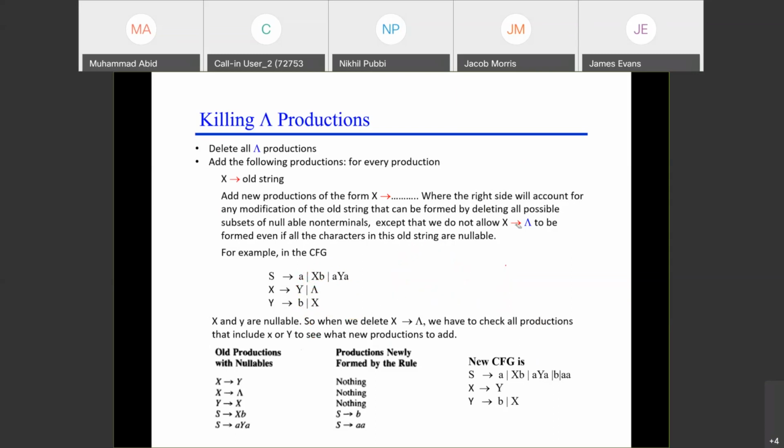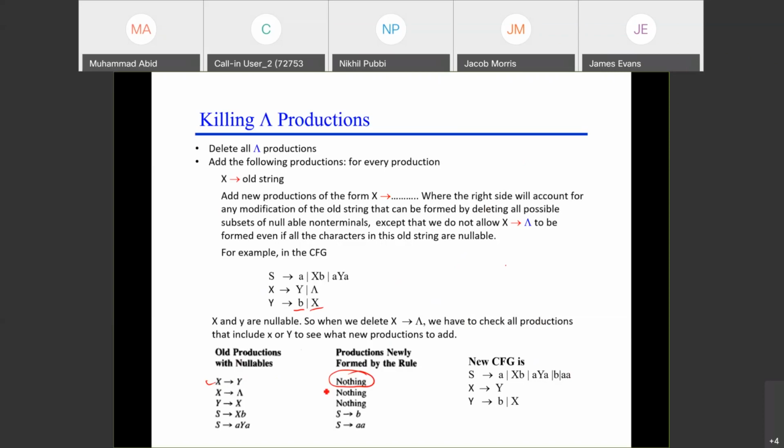We pick one production rule, let's say X, and it can be replaced by Y. We pick this production rule, and we want to see what happens if you replace Y with lambda. No, you cannot replace Y with lambda because Y can be replaced by either B or X. So it means that lambda has no direct or indirect effect on this production rule. So if you have this one, it will not give you anything new.